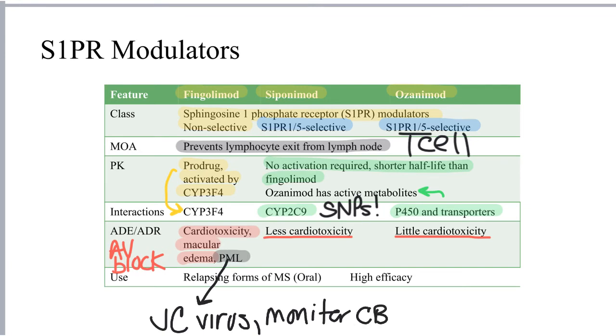The primary sign of PML is progressive asymmetric muscle weakness. And in order to determine whether someone is susceptible to developing PML, patients are monitored using complete blood count and also MRI. The S1PR modulators are indicated for use in relapsing forms of MS. They are administered orally, and these are considered high efficacy DMTs for MS.